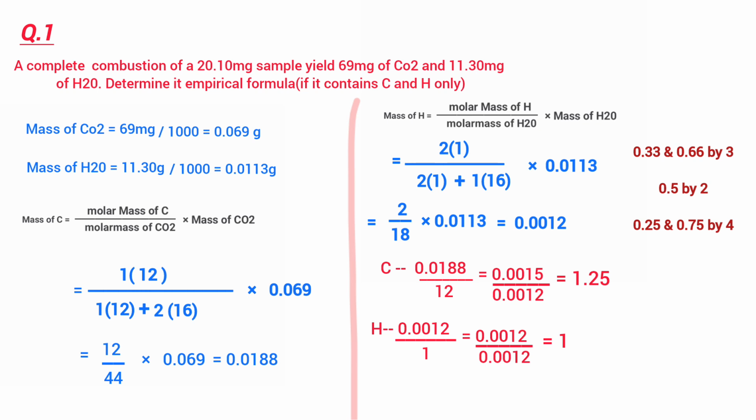When we multiply 1.25 by 4, we have 5. Multiplying 1 by 4, we have 4. So we have carbon and hydrogen in a ratio of 5 to 4. So the empirical formula of this compound is C5H4.